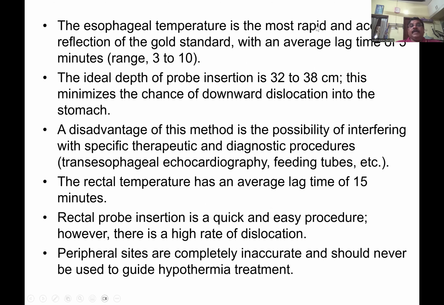The esophageal temperature is the most rapid and accurate, with a lag time of about 5 minutes. The ideal depth of the probe is 32 to 38 centimeters from the mouth into the esophagus, and this minimizes the chance of downward dislocation into the stomach. A disadvantage is possible interference with specific therapeutic and diagnostic processes.